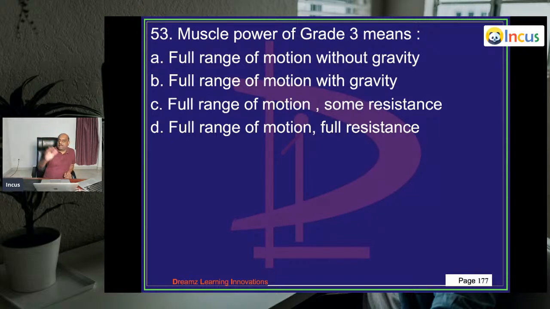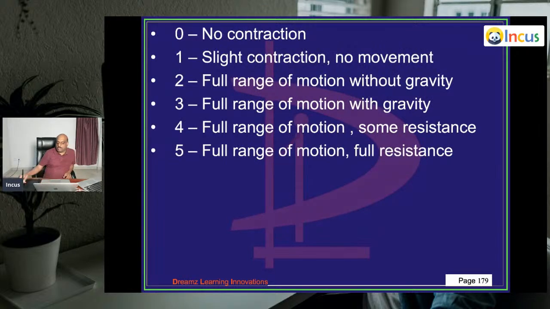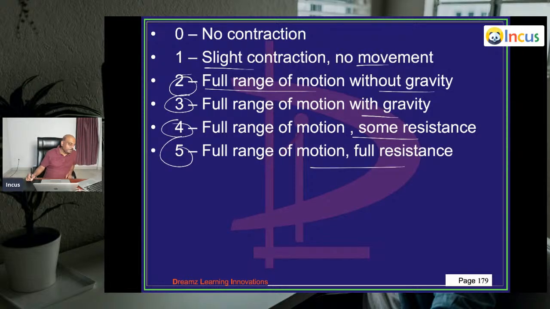What is muscle power? Grade 3. Clinical question, doctor. Full range of motion with gravity is grade 3. So no contraction is 0, slight contraction with no movement is 1, full range of motion without gravity is 2, with gravity is 3, some resistance 4, full resistance 5.